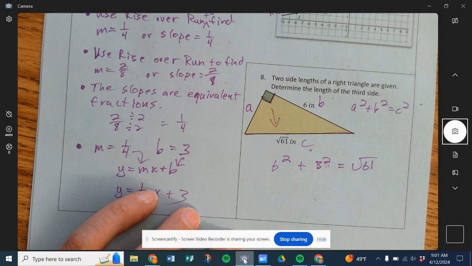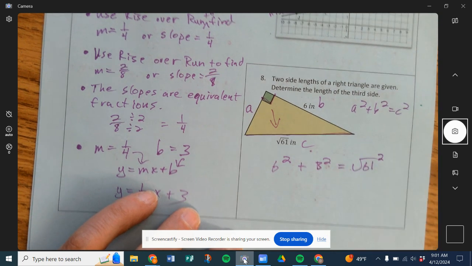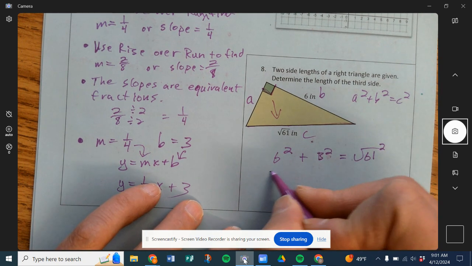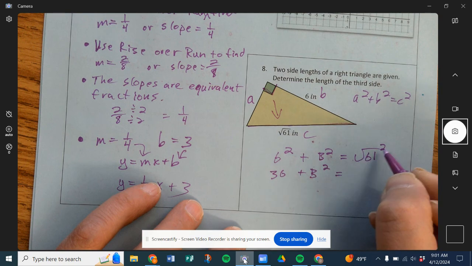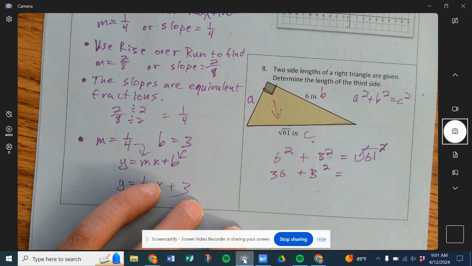Square root of 61 squared. Okay, and this is where it gets a little weird compared to previous problems, right? The square root of 61 squared. What happens here is those just cancel out, okay?